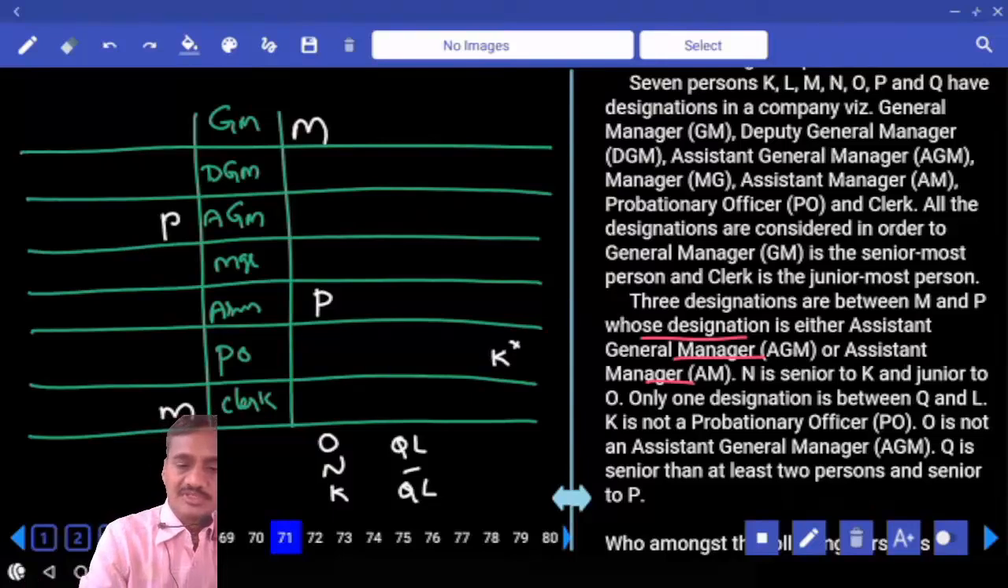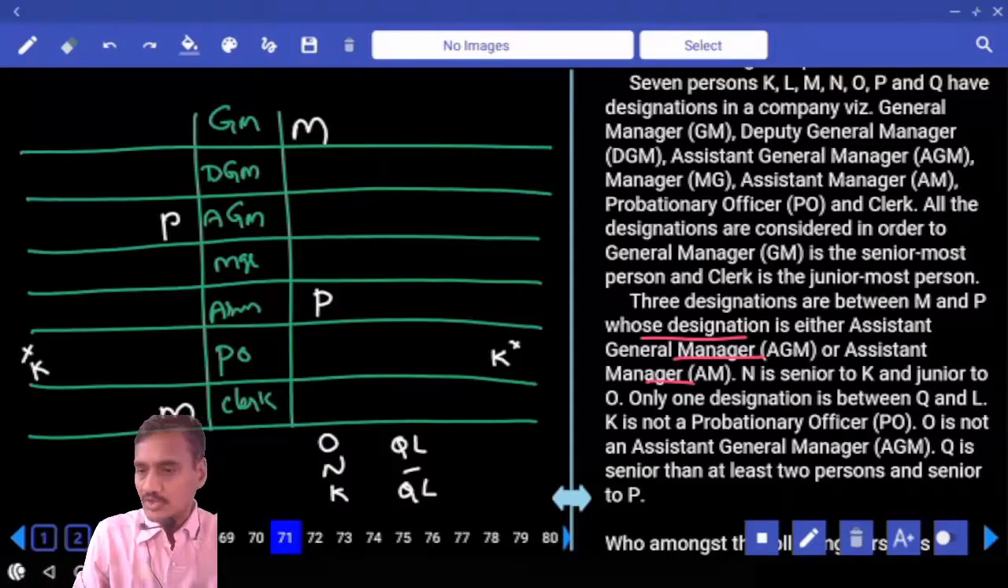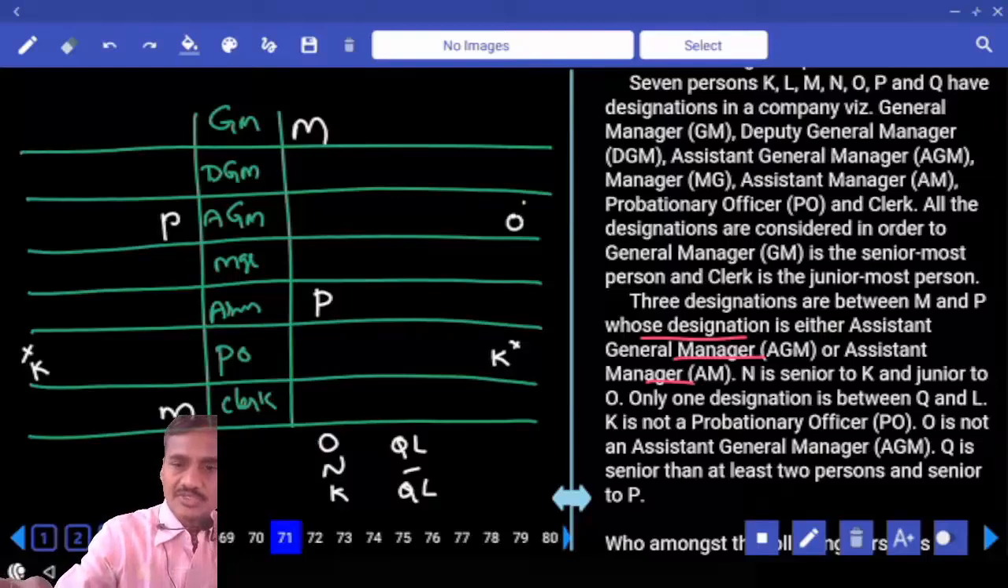K cannot be at this place. Then K cannot be at this place. And next one, O is not an AGM. O cannot be at this place.